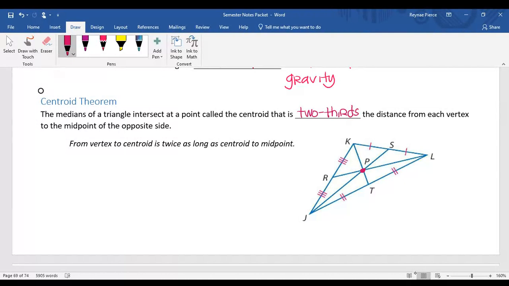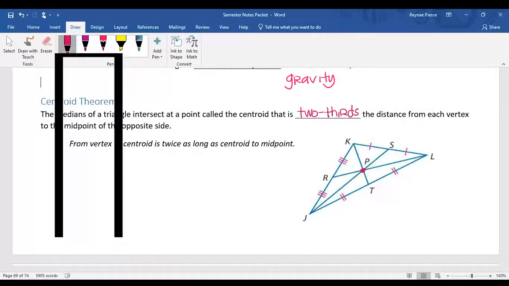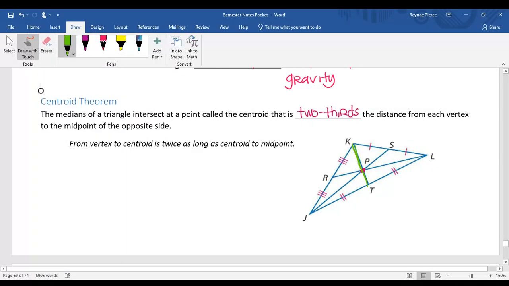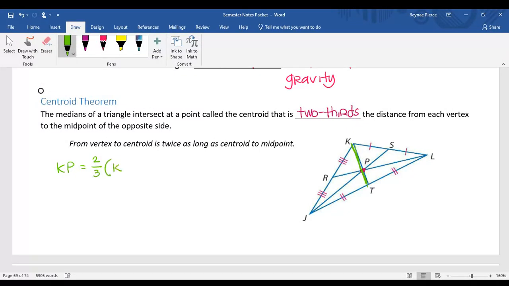So if we take, for instance, just the segment, we're looking at this median KT here. KP is 2/3 of that distance from K, from the vertex, all the way to T. Which also means that PT, from the centroid to the midpoint, is 1/3 of the total distance from vertex to midpoint.